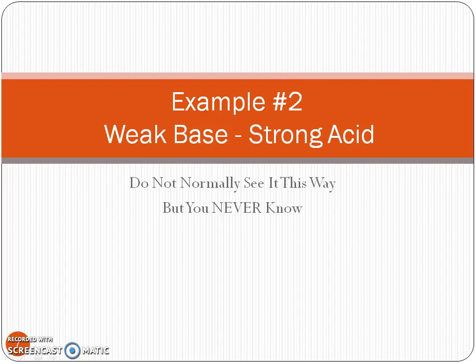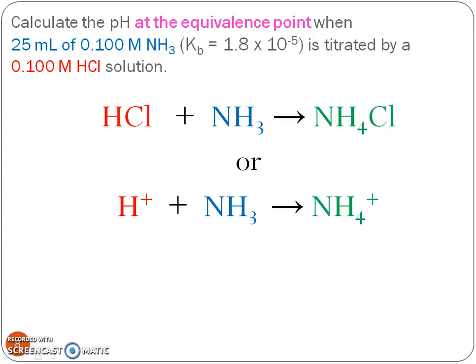I do want to show you one more example of a weak base being titrated with a strong acid. You hardly ever see this, but I still want to make sure you understand the concept of equal moles at the equivalence point and that we can see it both ways. We need to understand what we have in our flask and what we're titrating with in our burette. It is really important.